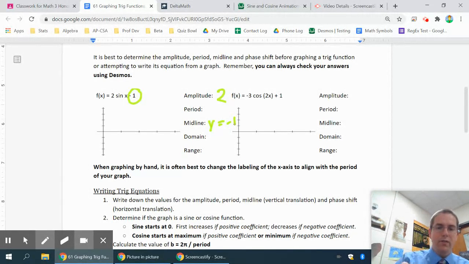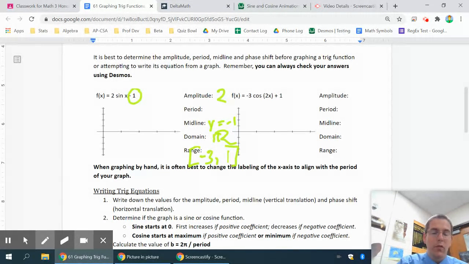And domain for any sine graph will be all real numbers. And then the range will go from the minimum to the maximum. Now, we can find this after we graph, but what I can do to think of a minimum or a maximum is a maximum would be my midline plus my amplitude. So -1 plus 2 would be 1. And then my minimum would be -1 minus 2, which would be -3. So that is what I can figure out so far.